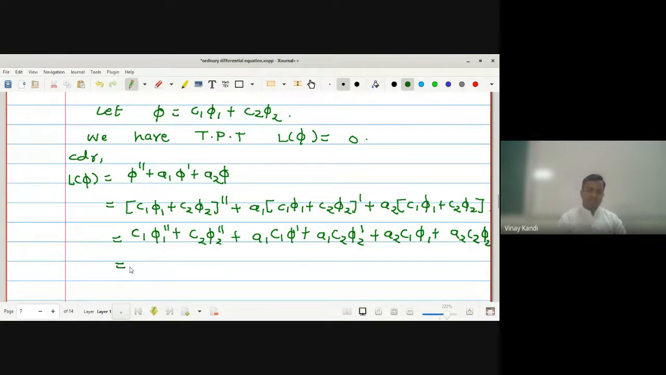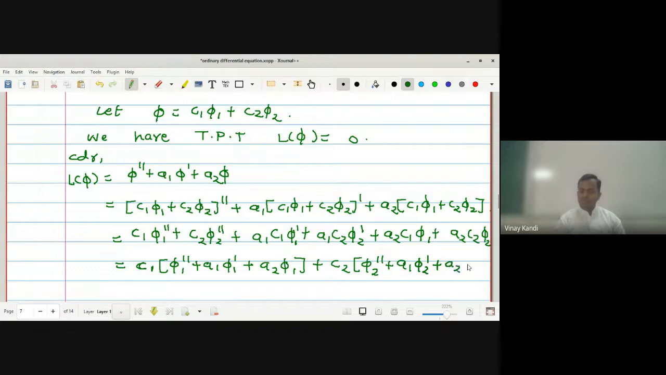Which implies c1 in one bracket phi 1 double dash plus a1 phi 1 dash plus a2 phi 1, plus in another bracket, taking c2 common, phi 2 double dash plus a1 phi 2 dash plus a2 phi 2. Any doubt? No, sir. Only c1 and c2 are taken common, nothing else.